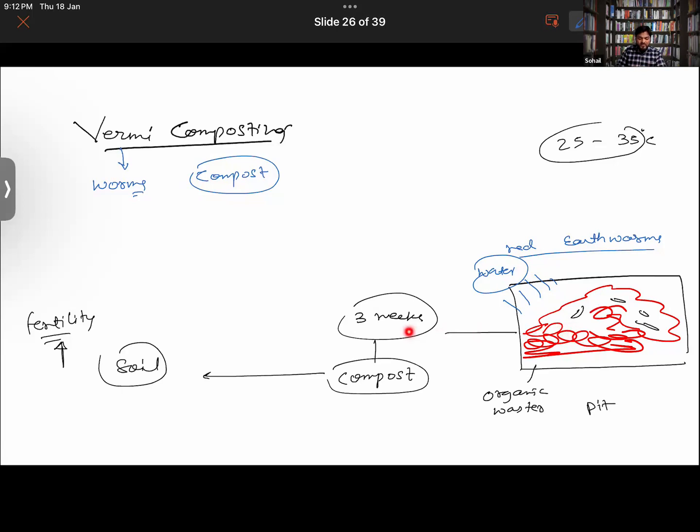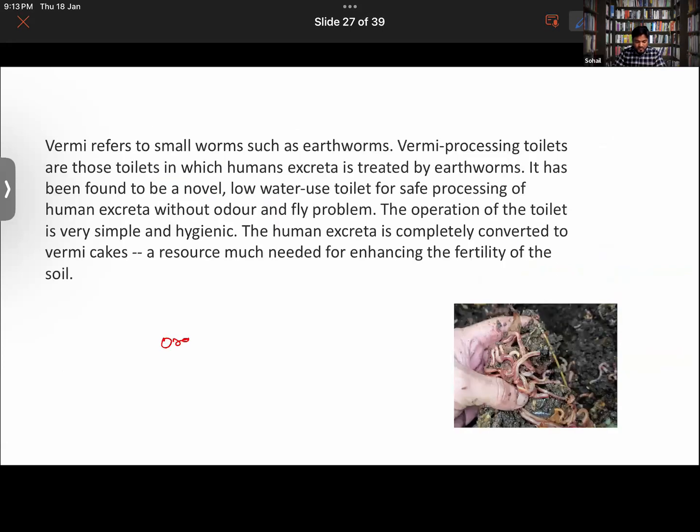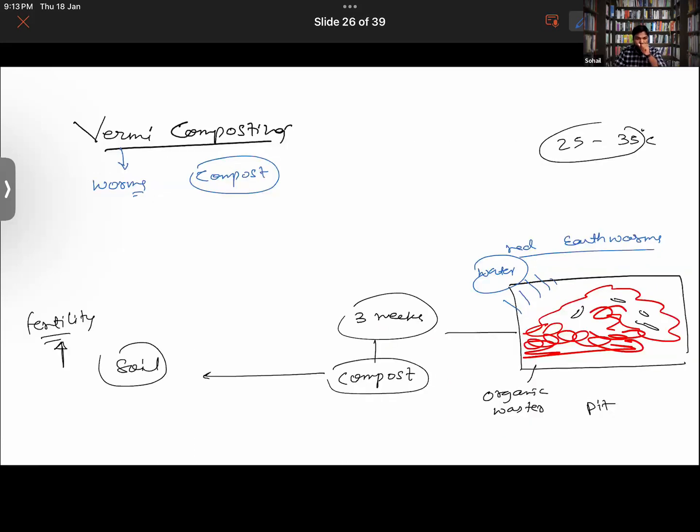So in a matter of 3 weeks, you will see that it will be converted into compost. It looks like dark brown soil, and you will maintain the temperature between 25 to 35 degrees Celsius, and you will keep on sprinkling some water over it. So after 3 weeks, it will be converted into compost. Hope you guys are getting this. See, these are the red earthworms that will be used. So can you go to the previous slide? Yeah, sure.